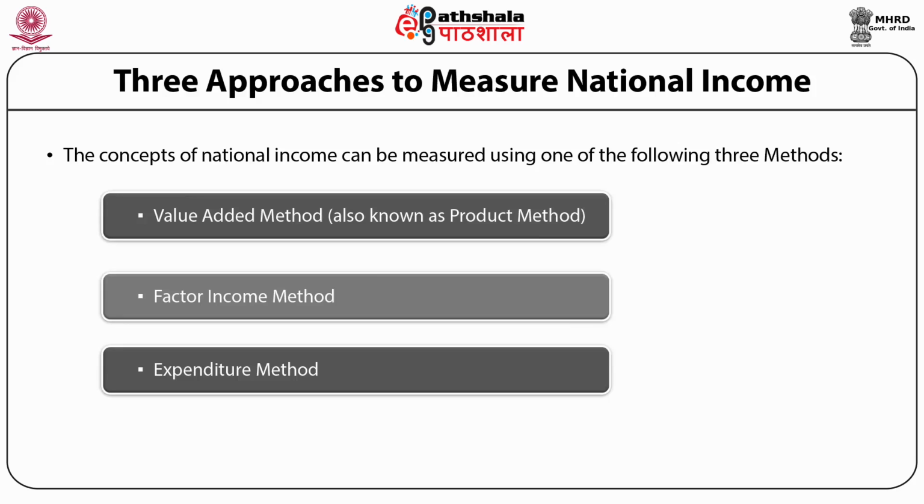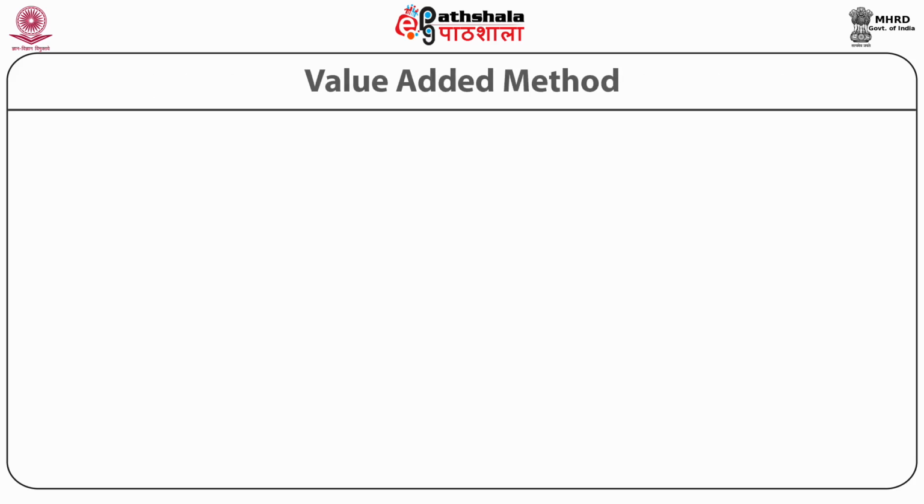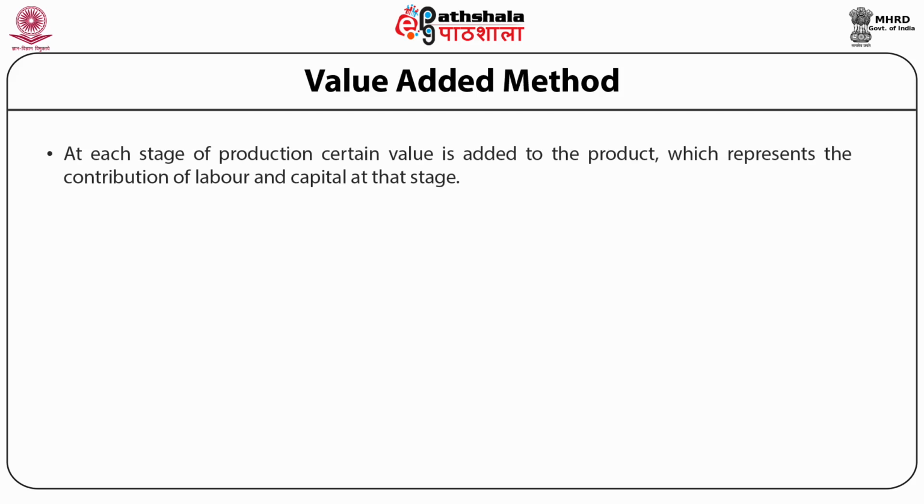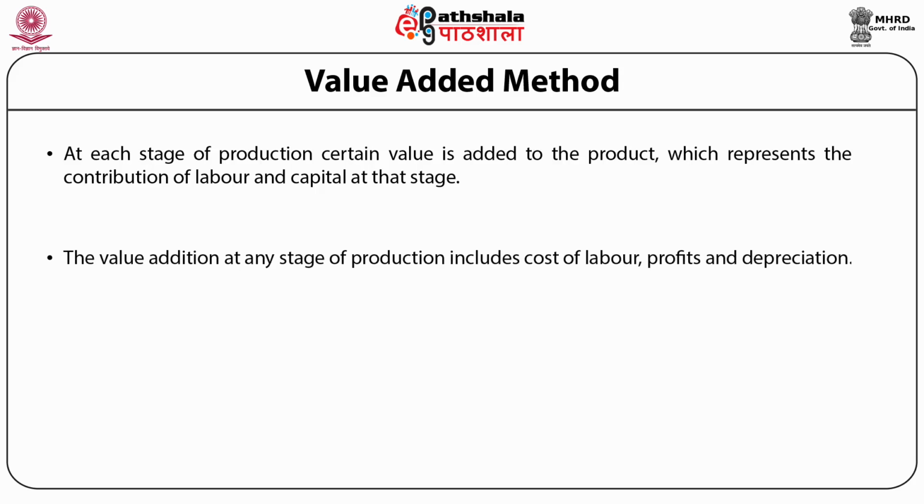These methods are used to arrive at the estimates for GDP at market price and then adjusted for net factor payments from abroad, depreciation, indirect taxes, and price change to arrive at other concepts. Value added method. At each stage of production, certain value is added to the product, which represents the contribution of labor and capital at that stage. The value addition at any stage of production includes cost of labor, profits, and depreciation.